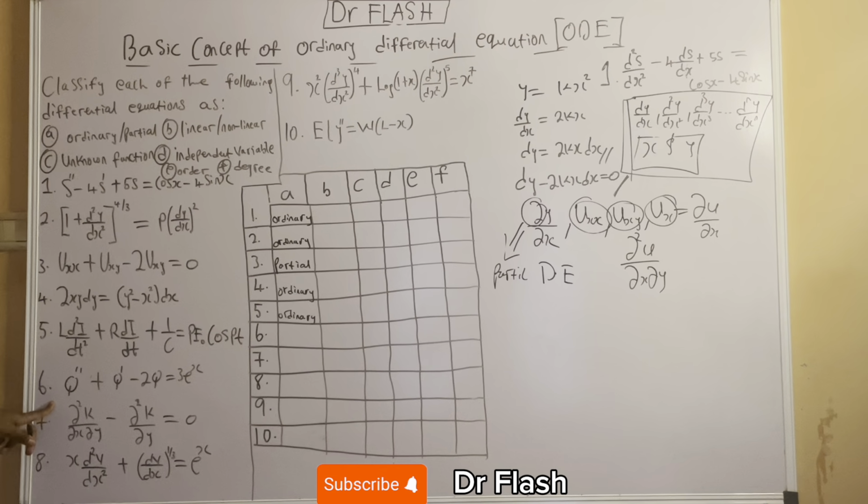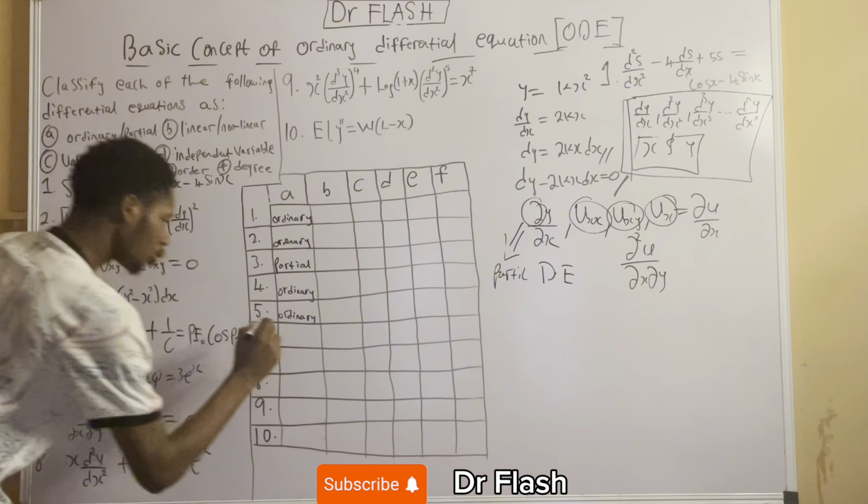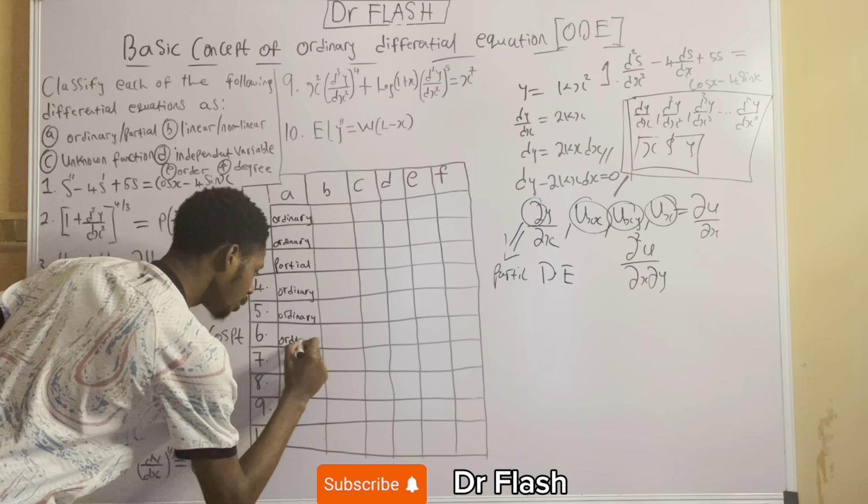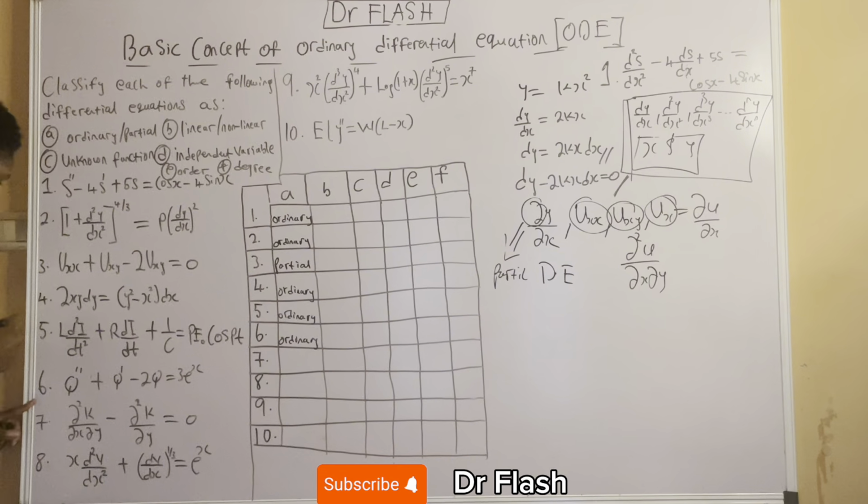Now how about number 6? For number 6, this is similar to number 1. You just have to put it in the general form, which is d2q over dx squared, which tells us that q is being differentiated with respect to x, plus dq over dx minus 2q equals 3 exponential x. So in this case, we notice that we cannot find the partial symbol there, neither can we find u and the subscript. So we're going to call number 6 an ordinary differential equation.